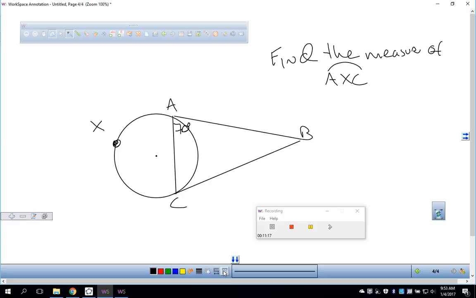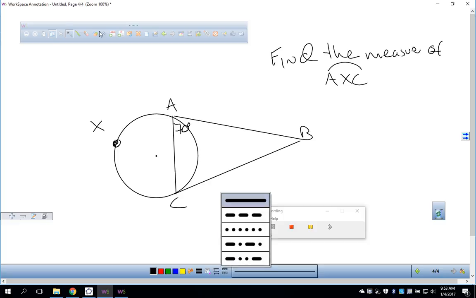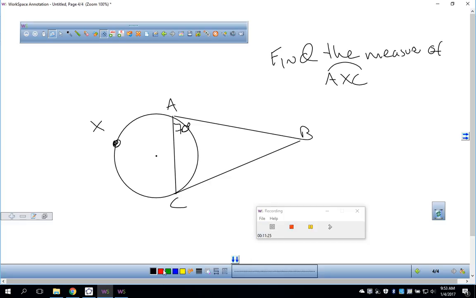In the interest of time, I'm going to draw in the extra lines for you. Okay? Here we go. Make some dotted lines. Make this over here. What if I... Aha! Why would I do that?